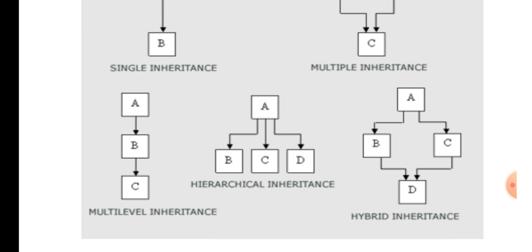Hierarchical inheritance means you derive multiple classes from a single parent class. So here you can see A is the parent class from which B, C and D classes are derived.